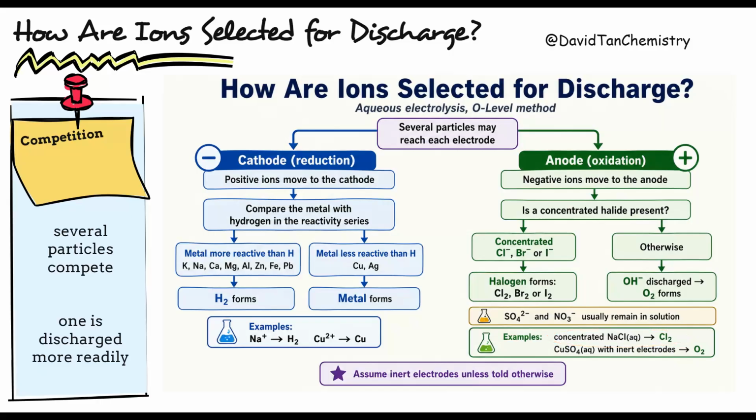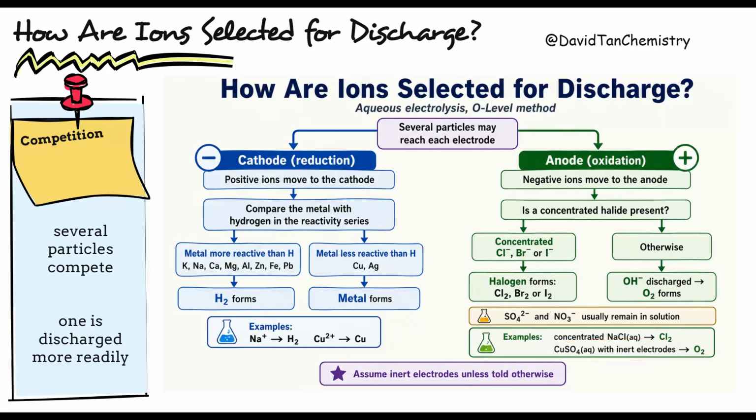If there is no concentrated chloride, bromide, or iodide solution, the hydroxide ion is discharged in the O-level model and oxygen forms. The half equation is as follows. So the simplified anode rule is: concentrated halide gives halogen. Otherwise, hydroxide ion gives oxygen. Sulfate ions and nitrate ions are usually not discharged during aqueous electrolysis with inert electrodes. They normally remain in the solution. For example, during the electrolysis of aqueous copper(II) sulfate using inert electrodes, sulfate ions remain in the solution and oxygen forms at the anode.